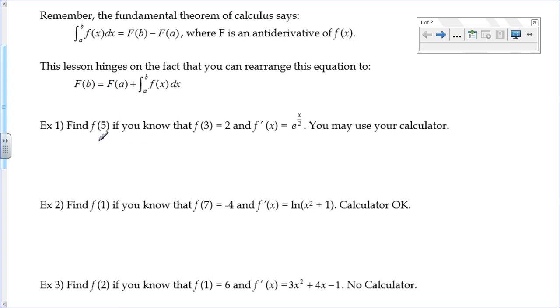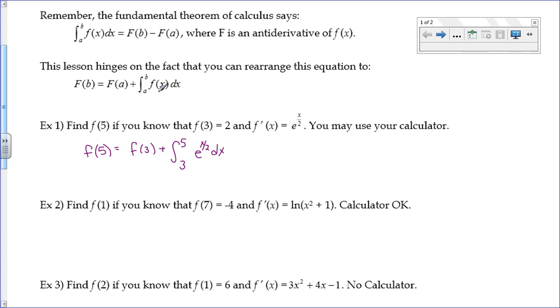So basically, long story short, what I can do with it is this. I can say if I want to know f of 5, it would be f of 3 plus the integral from 3 to 5 of e to the x over 2 dx. That's exactly what we have right here.